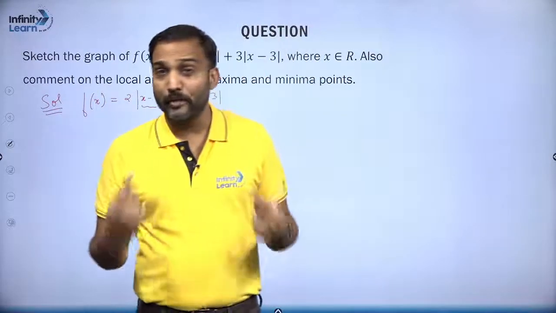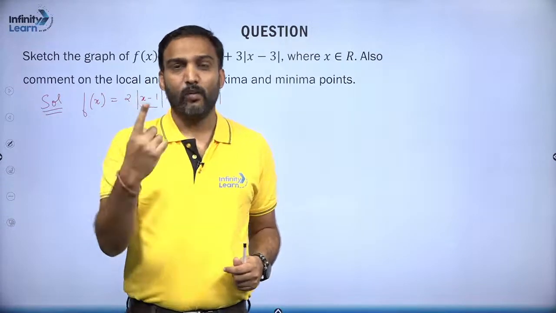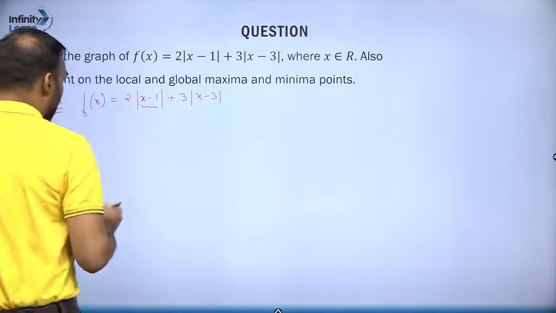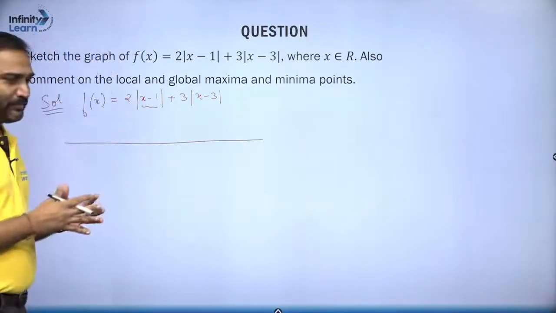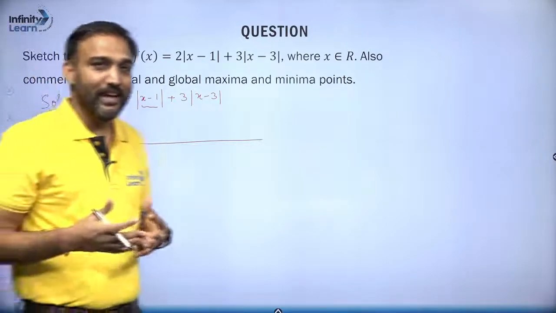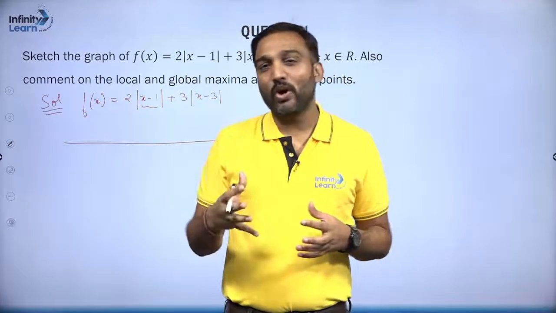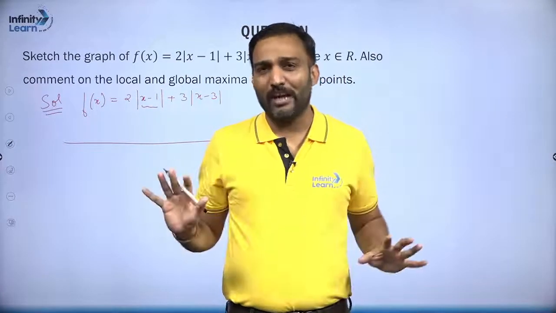So now I have two important points for this particular function where the modulus of x is changing its sign. One is 1, one is 3, and my function involves both of them. So how do I proceed? I draw a number line, right? Because we know conventionally that for any function to solve, I need to always remove the modulus sign. If modulus signs are removed, now it becomes a cakewalk for us.